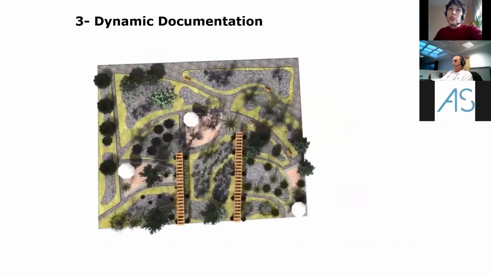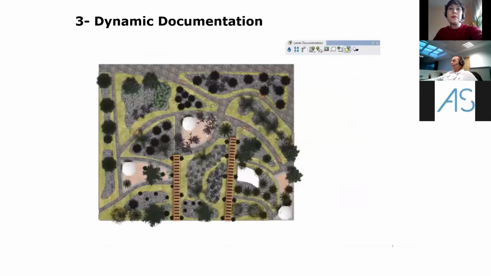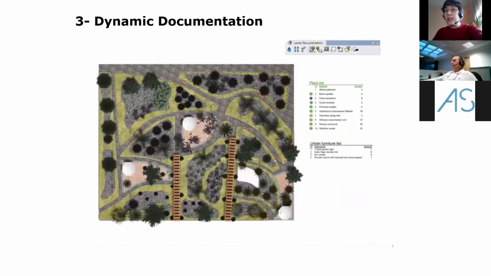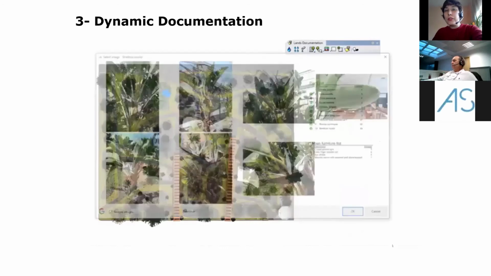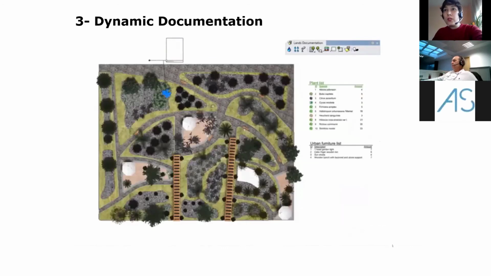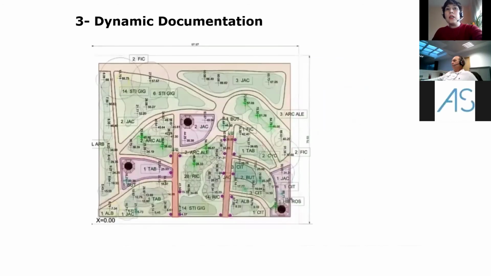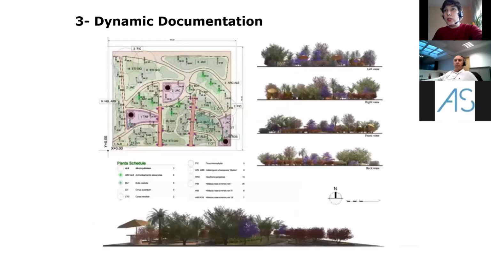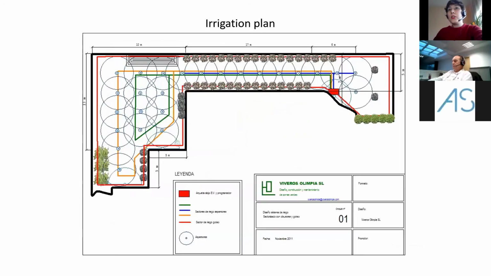We have dynamic documentation tools, as you see here. You can insert plant list, list of urban furniture or earth moving operation or other kind of lists. Add the image of plants with a special command inside the program, and produce different documentation and different drawings. In continue also, you are able to generate an irrigation plan and design the irrigation system. Lens design will calculate the quantity of pipes and sprinklers or emitters that are used during the irrigation design process.